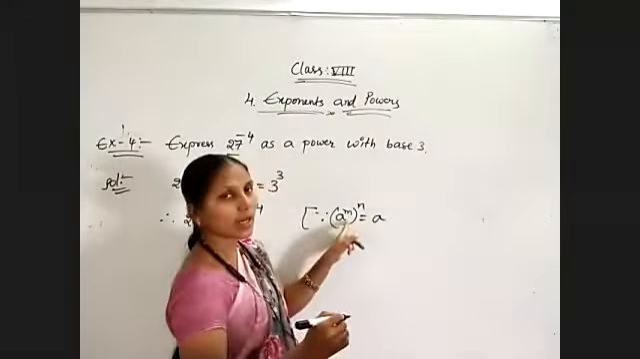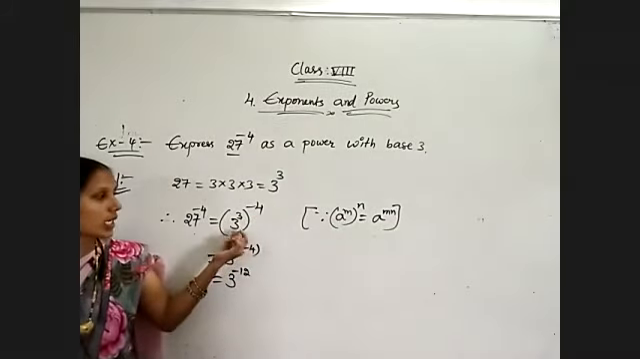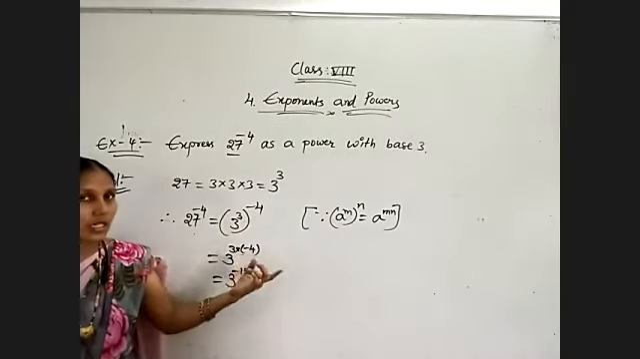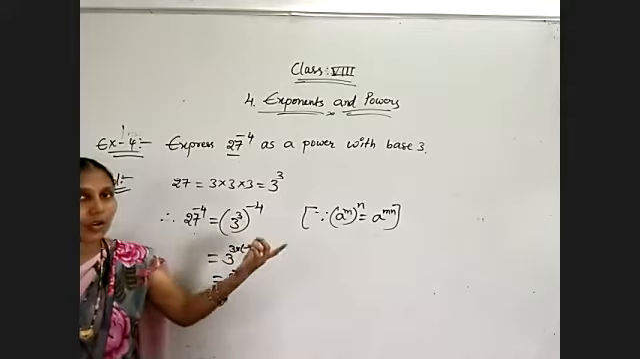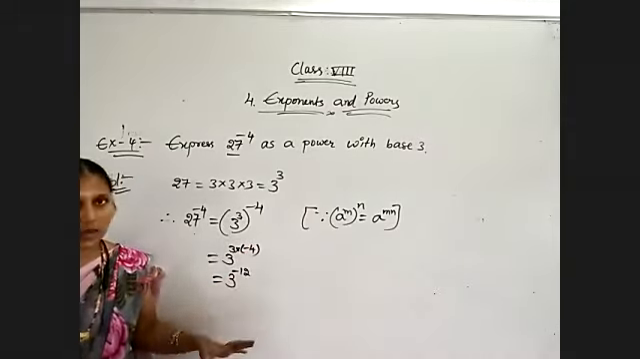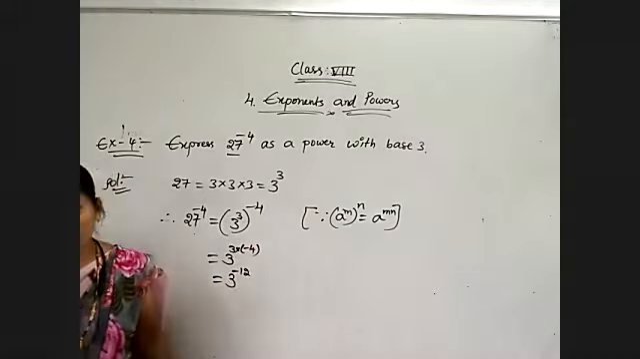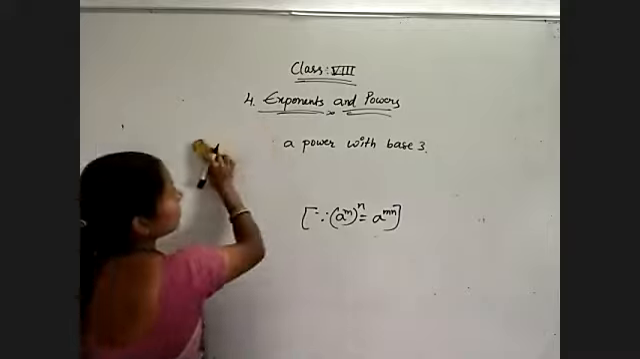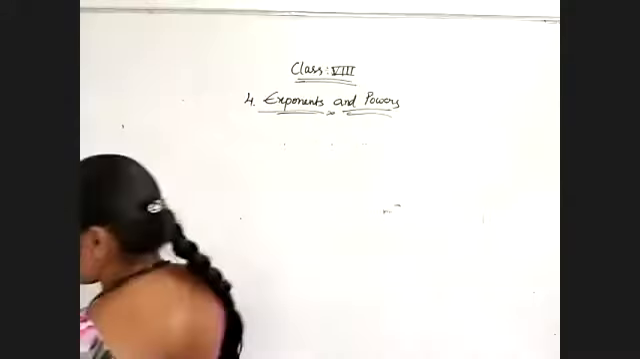Okay, I hope you understood. Once again, observe whatever base they are asking. In the question, whichever base is given, try to express that number with that base. After that, by using the relation a power m whole power n is equal to a to the power of m into n, simplify. Then we will get the required answer. That's all. Now, go through the next example.